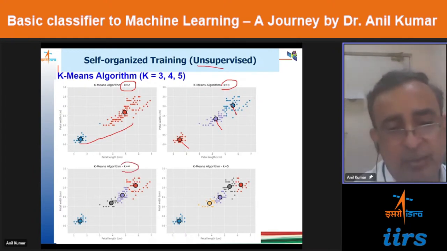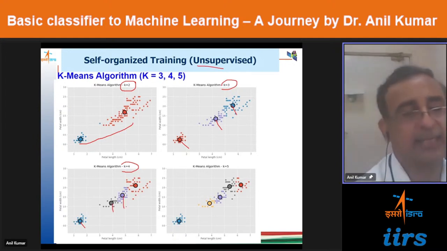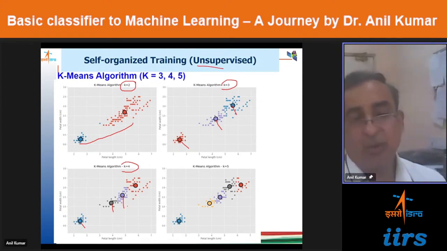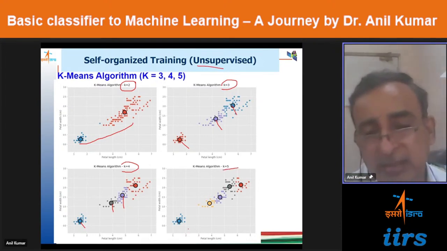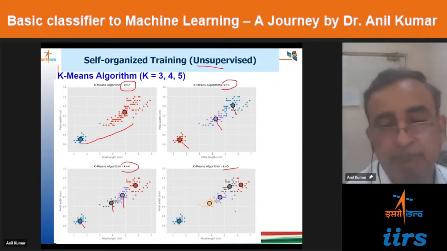So here it is assuming the 4 cluster centers. Using these 4 cluster centers, it is dividing the data using the minimum distance criteria into 4 clusters. It has gone to 5 clusters. So you can see how the data has been grouped into 5 clusters.